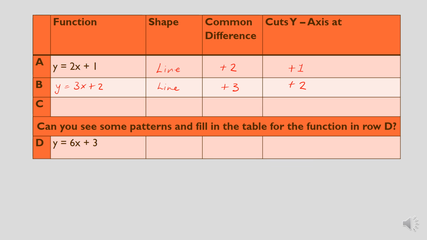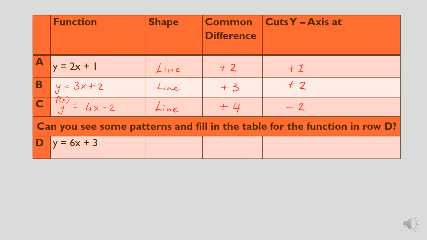The third one we looked at, it was called f of x, or we see that we can use y, is equal to 4x minus 2. It was also a straight line. The common difference between the outputs was 4, but it cut the y-axis at minus 2. Okay, so now, can you see some patterns there? Can you see where those numbers occur in the function?